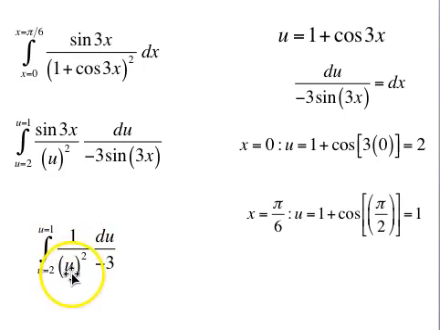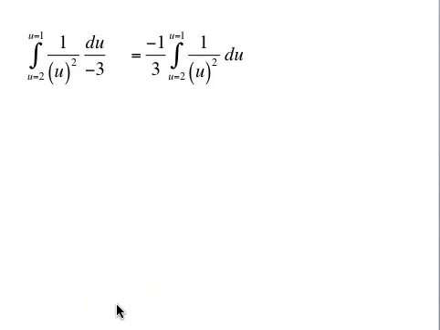So we have 1 over u squared du over negative 3. This, of course, is 1 over negative 3. Negative 1/3 comes out in front. So we get negative 1/3 times the integral as u goes from 2 to 1 of 1 over u squared. But as I mentioned, we're not real happy that the larger number is on the bottom. But we can switch the order of these endpoints. But if we do that, we have to multiply by a negative 1. So I'm going to do that. We'll take the integral as u goes from 1 to 2. Multiplying by negative 1, that becomes 1/3.